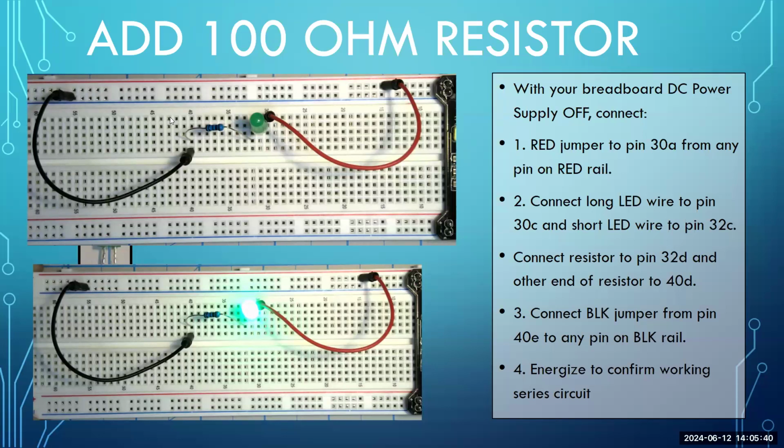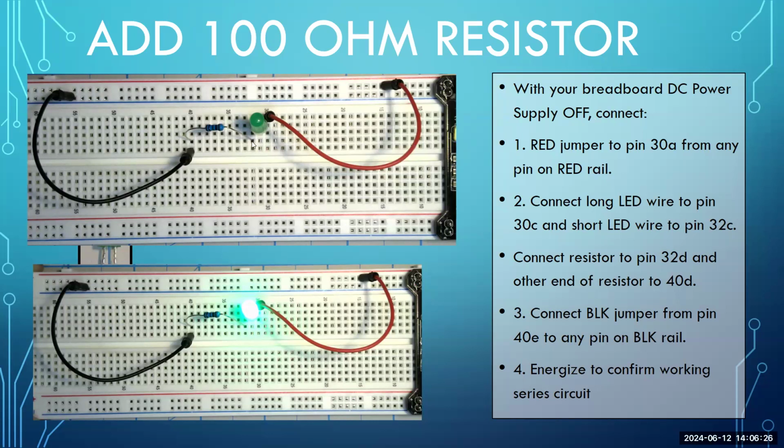So as we look at the slide that shows add 100 ohm resistor, we're going to take the red jumper cable as we've done before, hook one end to 30A and the other end anywhere on the red rail. We're going to take the long wire of your LED and connect it to pin 30C, and then the other end, the short wire, goes to 32C. And then jump down one to 32D is where one end of your resistor will be connected.